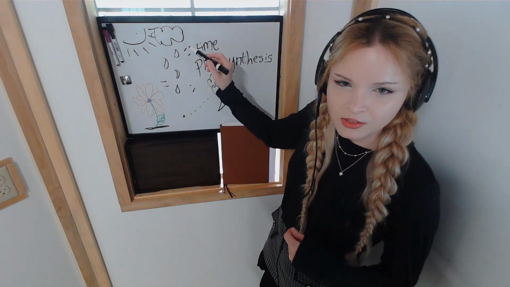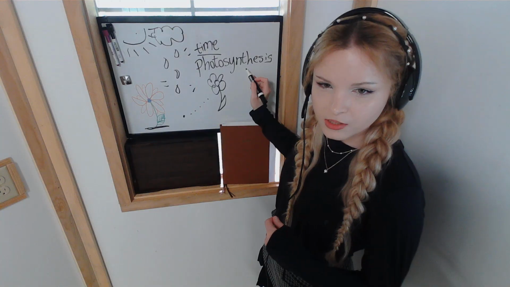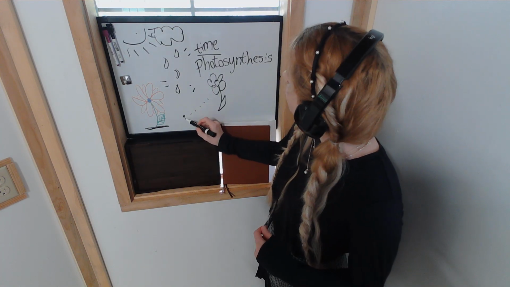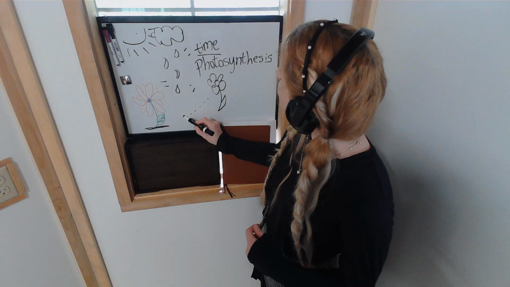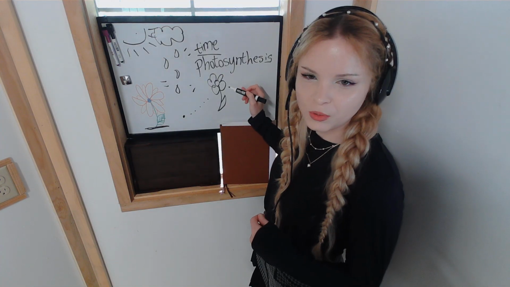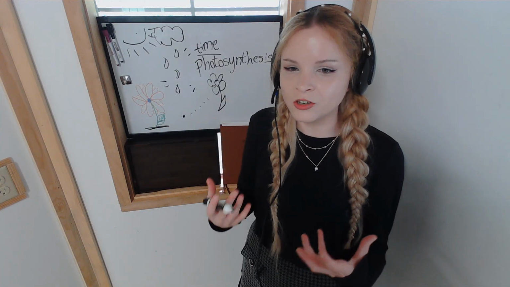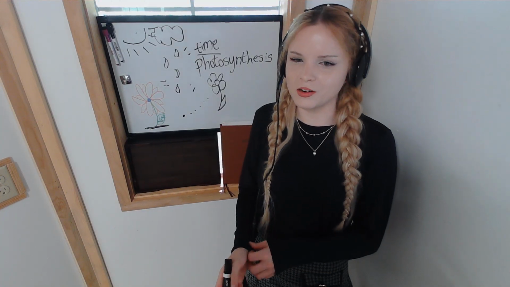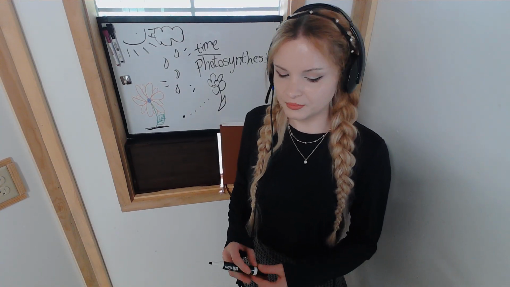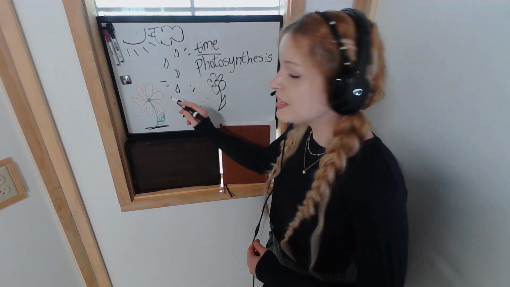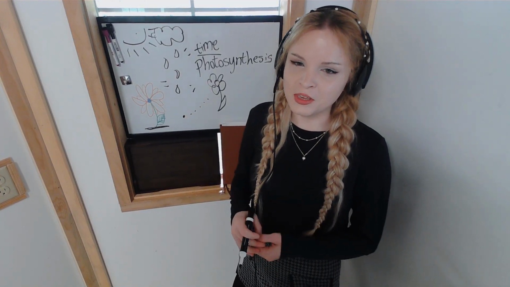All of these factors together foster the process of photosynthesis, which is how a plant grows from a tiny seed into a beautiful flower. And that is how the plant provides itself with energy. How do humans provide ourselves with energy? We eat food. We eat food and we drink water. A plant is not that much different from a human.